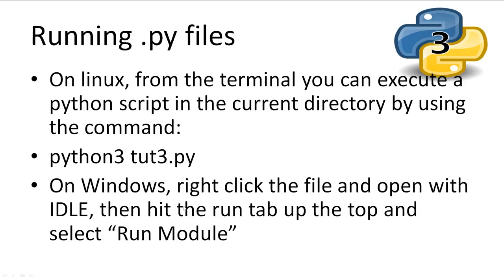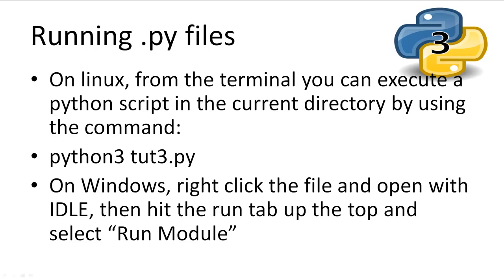Okay, to run Python files on Linux, we just simply type python3 space and then our file name that we want to execute, and it will run our program. If you're on Windows, right click on your file and hit open in IDLE. Then up the top you can hit the run menu and select run module, or you can just type the file name in the command line.